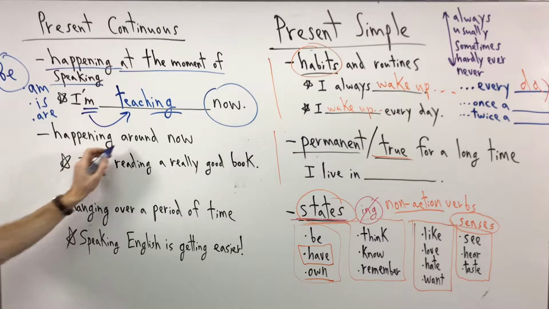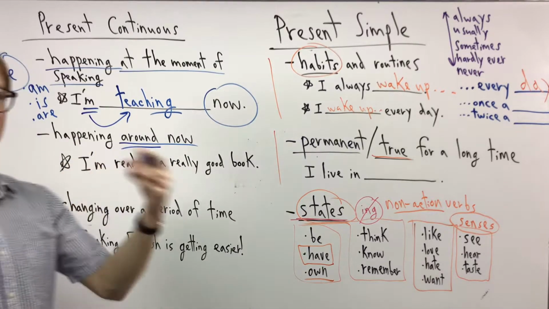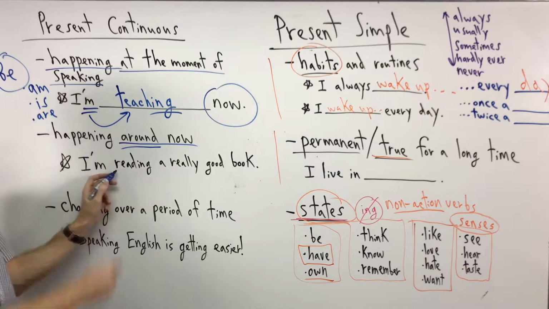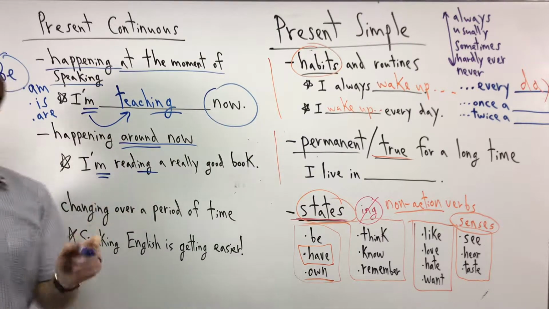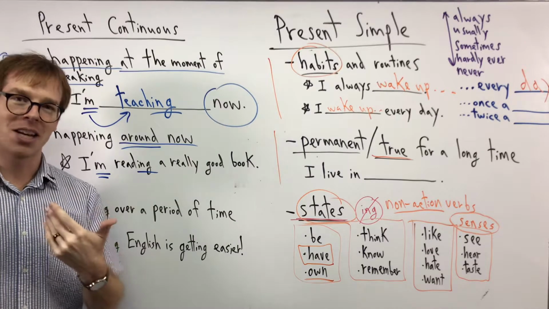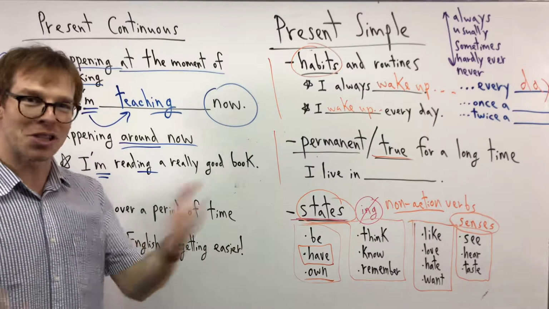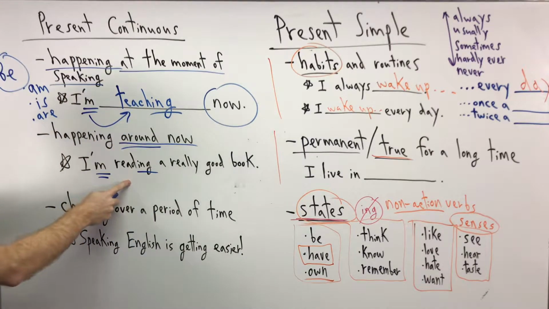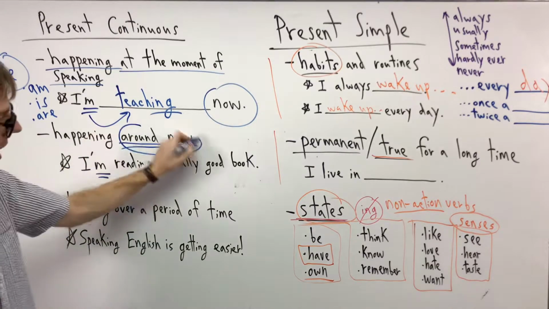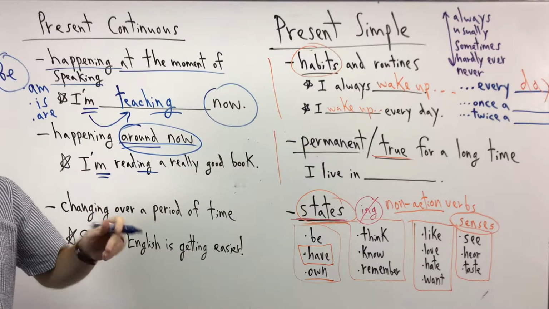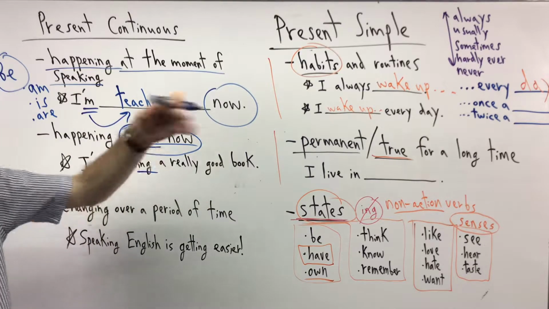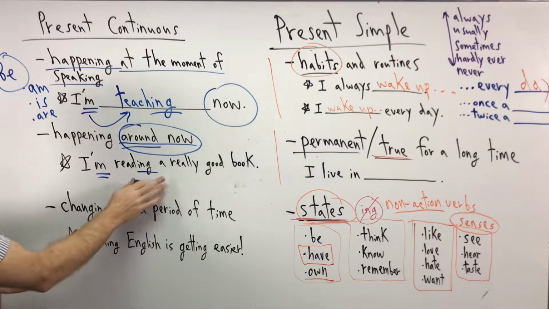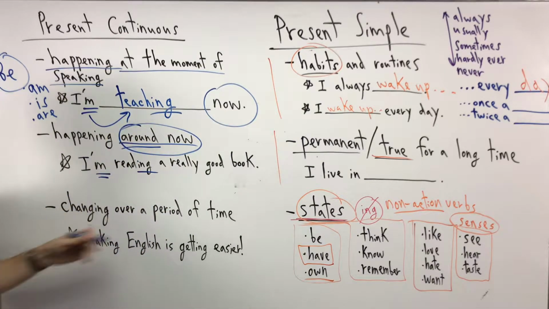But we can also use it for something happening around now. So what is around now? I can say I'm reading a really good book. Am I reading a book now? Of course not. I'm teaching now. But I can also say I'm reading a really good book because this is happening around now. Maybe I've been reading it yesterday, today, tomorrow. Around now, I'm reading a really good book. That's another way we can use this grammar.